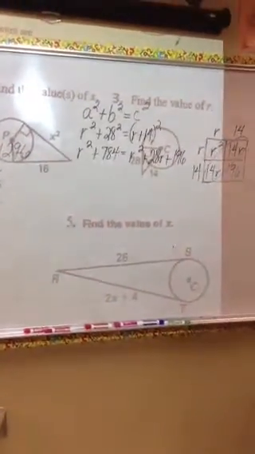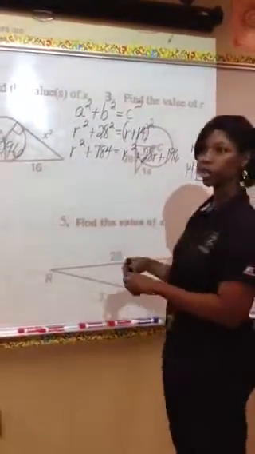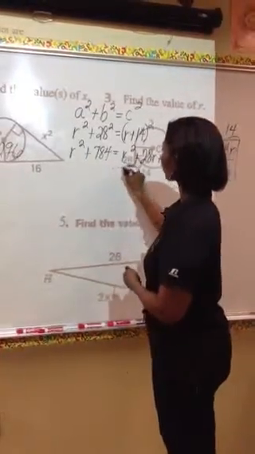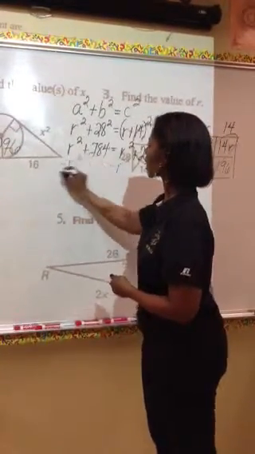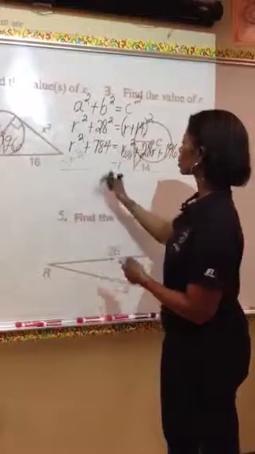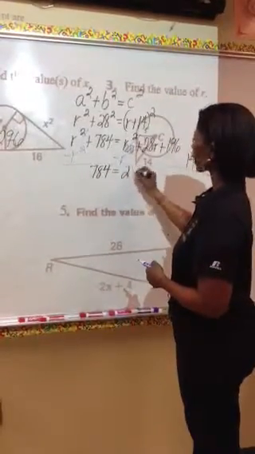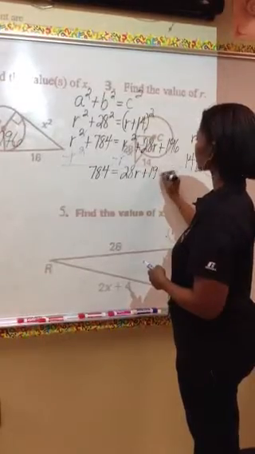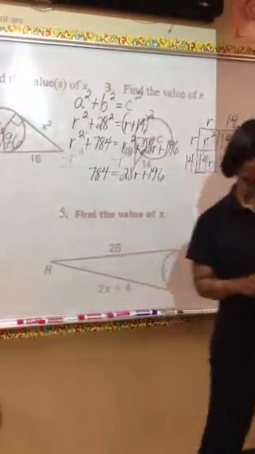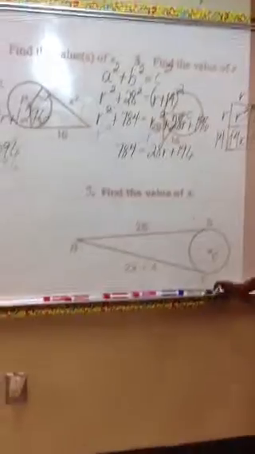Once again, I will first get rid of my quadratic terms. So let's move this r squared. Do the same thing to the other side, and they both cancel. So that leaves the 784 equal to 28 times r plus 196. Very simple. Now we have a simple two-step equation to solve.